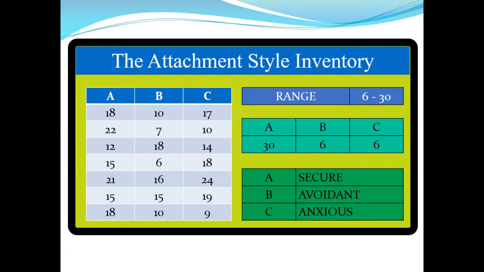So I say, listen, your scores ideally for category A should be 30, for B should be 6, and for C should be 6, because your A score is indicating the degree to which you are secure, your B score is indicating the degree to which you are avoidant, and the C score is indicating the degree to which you are anxious. Again, this is about relationships, not just significant other romantic relationships, but primary care relationships as well.